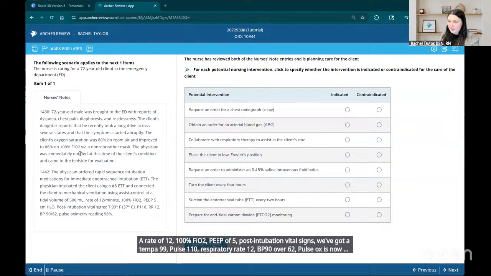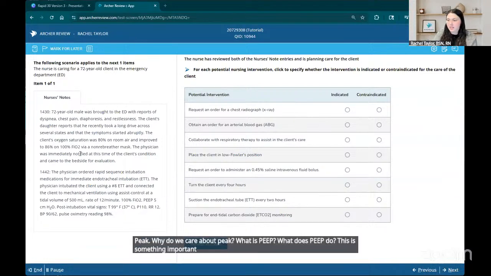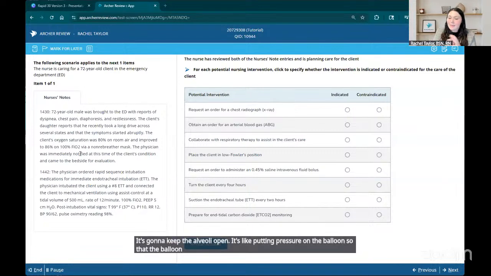Now, I just want to talk about something really quickly. PEEP. Why do we care about PEEP? What is PEEP? What does PEEP do? This is something important I want you guys to understand. Let me know in the chats. PEEP, what does it do? It's going to keep the alveoli open. It's like putting pressure on the balloon so that the balloon doesn't collapse. It stays open is how I like to think of it.